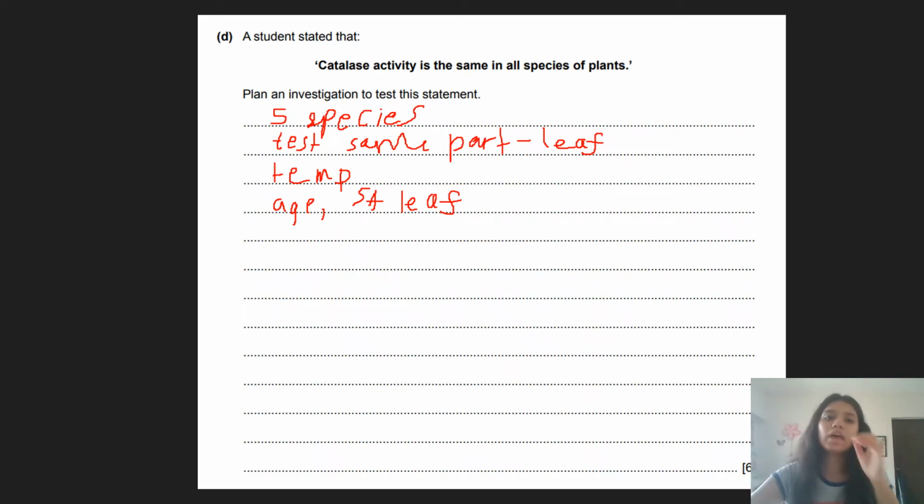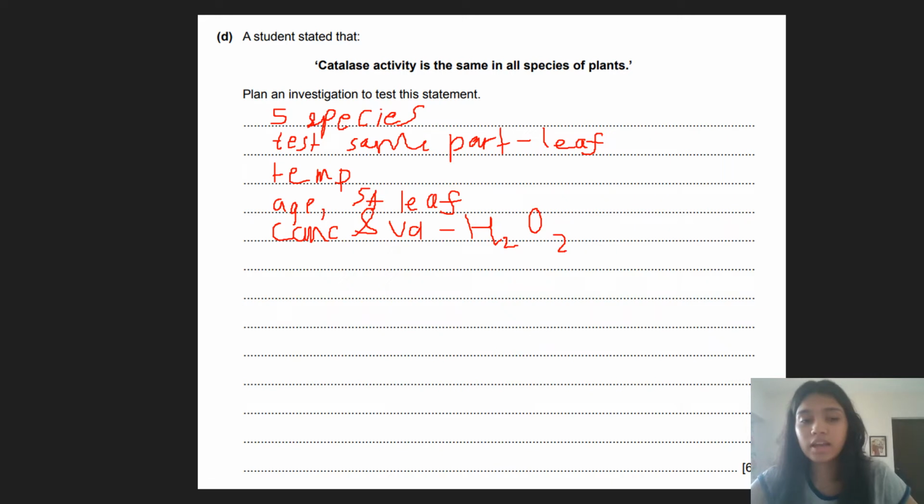Then what we're going to do is add hydrogen peroxide solution to each of these leaves. So we're going to take one leaf from plants of 5 different species. We're going to place them in separate beakers. In every beaker, you will use the same volume and concentration stated earlier, so you don't get confused: 5 centimeter cube of 3% hydrogen peroxide solution. So we're going to have 5 setups. So concentration and volume of H2O2 is also going to be the same.